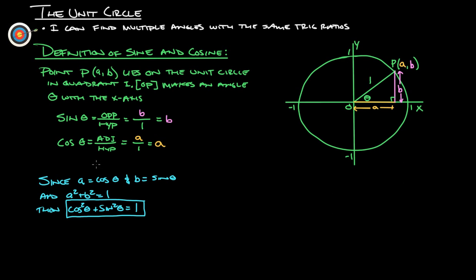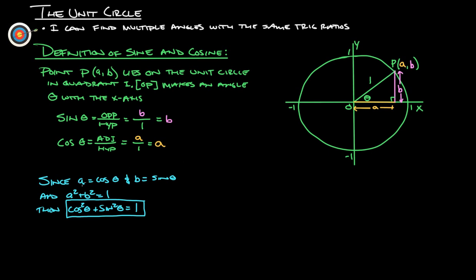And then cosine is adjacent over hypotenuse, so that's going to be this a distance here over the hypotenuse, which again on the unit circle will always be 1. So cosine is just going to be this a value here, and so really cosine is just the x value of the coordinate on the unit circle.